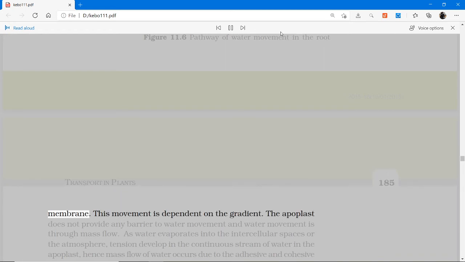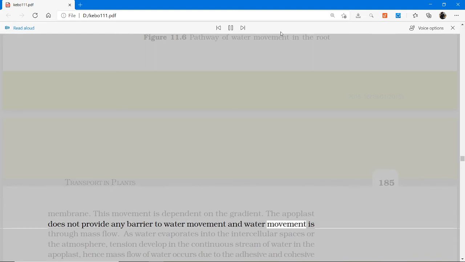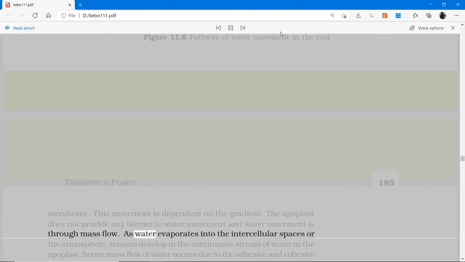This movement is dependent on the gradient. The apoplast does not provide any barrier to water movement, and water movement is through mass flow. As water evaporates into the intercellular spaces or the atmosphere, tension develops in the continuous stream of water in the apoplast, hence mass flow of water occurs due to the adhesive and cohesive properties of water.